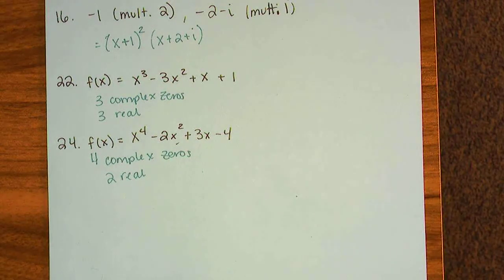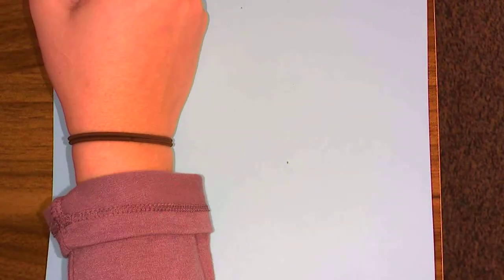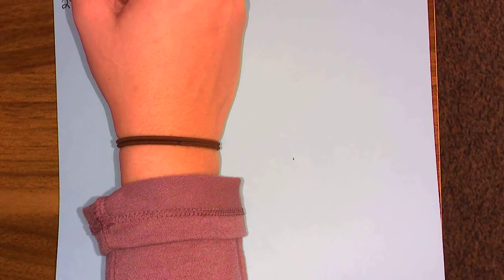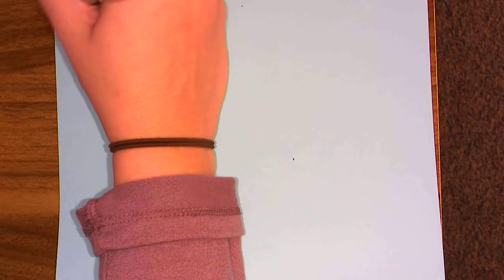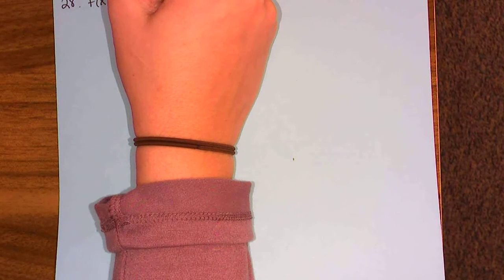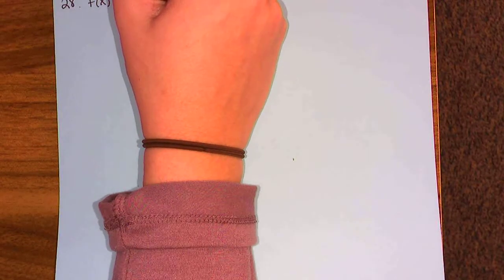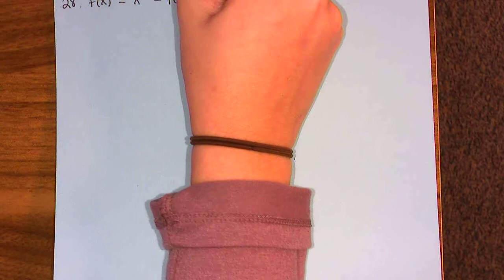Let's see, 28. I would say make sure you have a decent amount of room on your page to do it. So 28, we have f of x is equal to x cubed minus 10x squared plus 44x minus 69.